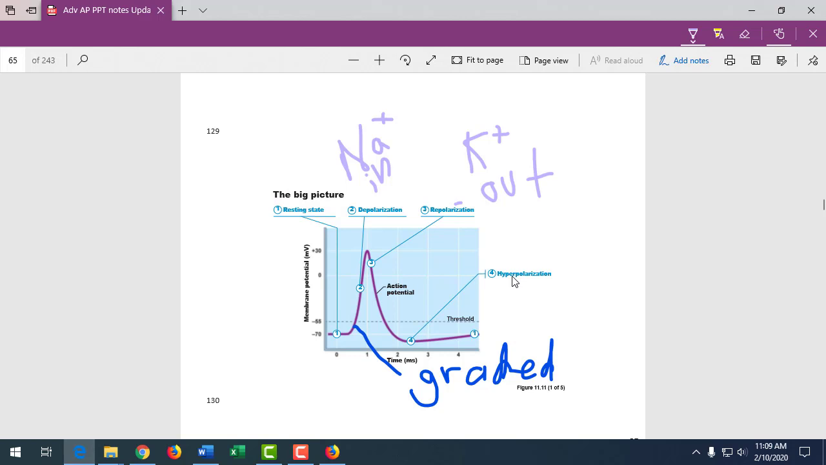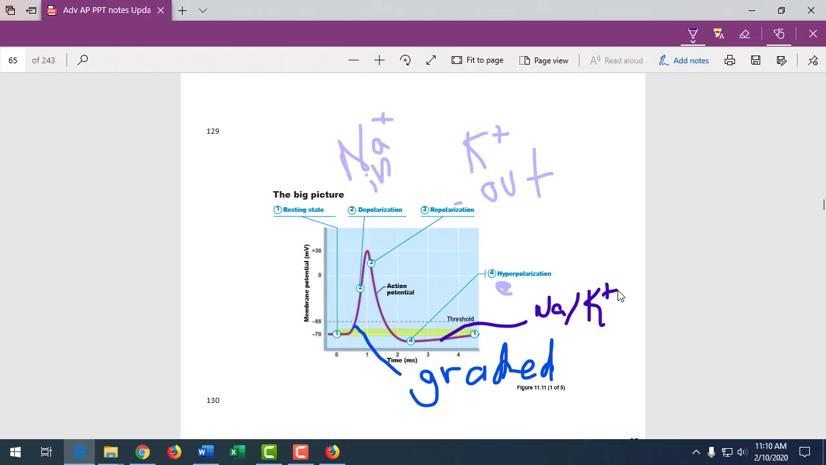And then the hyperpolarization, remember, is caused by what? Yep. So I'm not going to write it. It's too hard to write with my cursor. But it's slow closing potassium channels. It's extra potassium sneaking out, causing hyperpolarization. And then what cleans things up in this section right here? It won't let me do it. But this spot right here, yep, the sodium potassium pump is cleaning things up, right?